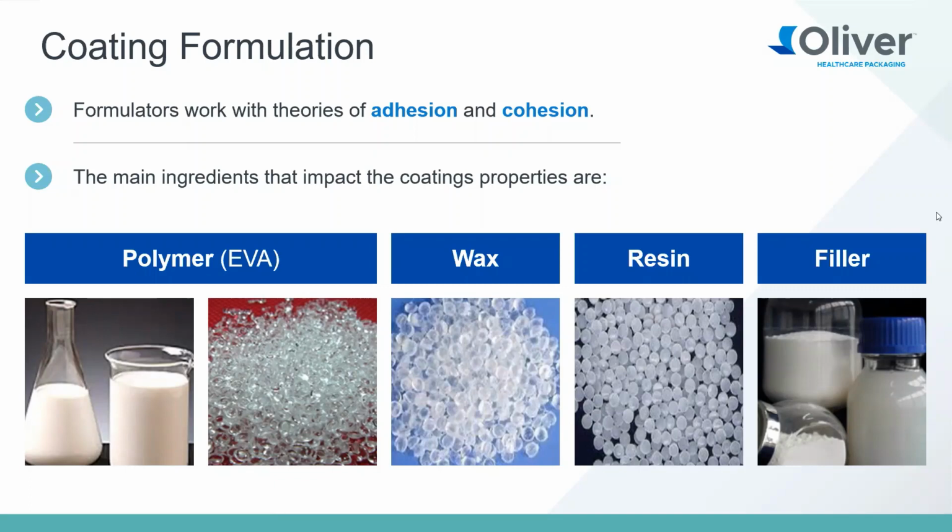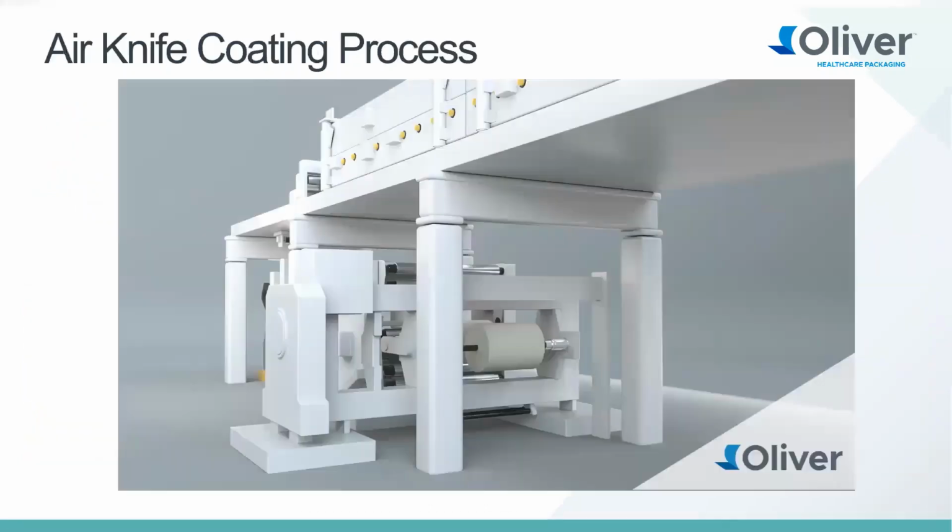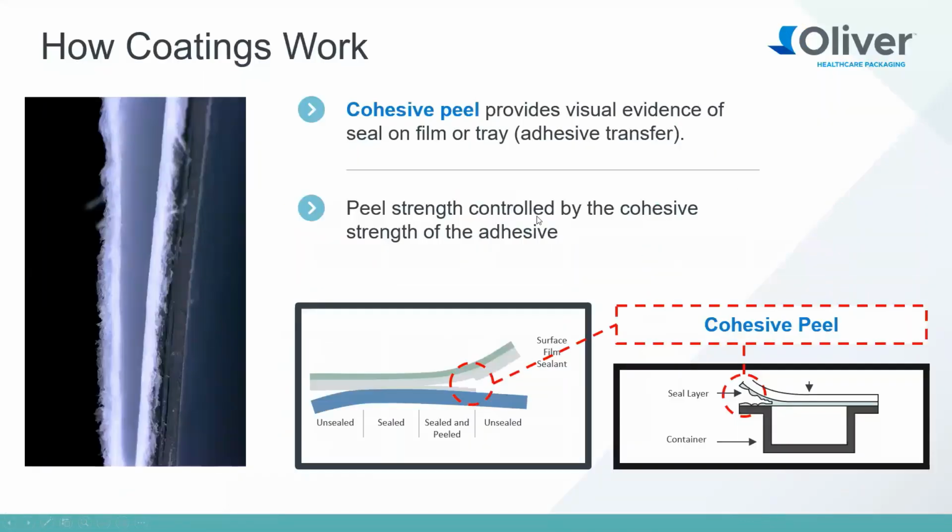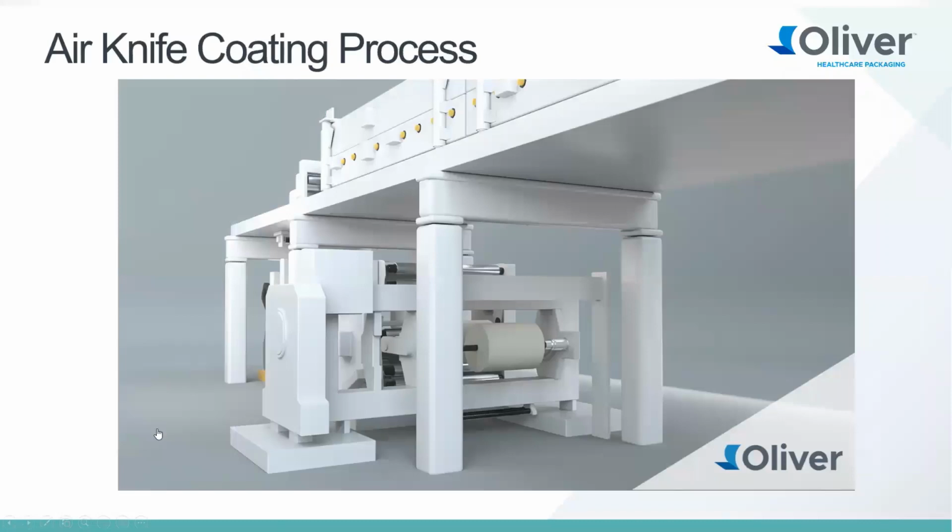So once these coatings are formulated, I'm curious about the process of actually applying them to the substrate. Can we talk about that a little bit? Yep, and that's a really good thing to understand. So we have an animation that shows one of the very commonly used coating processes. This particular animation or technology shows an air knife coating.